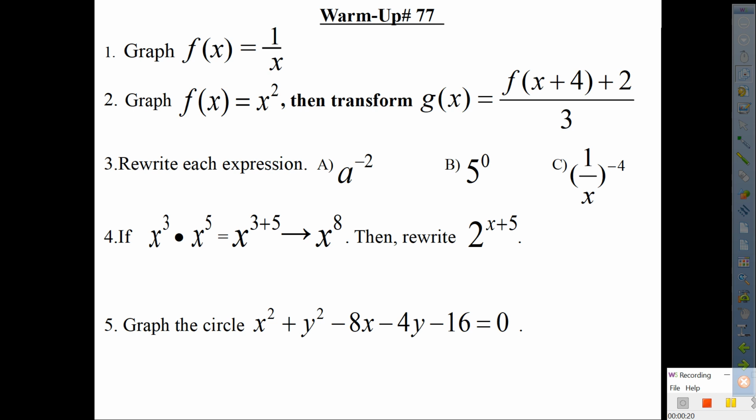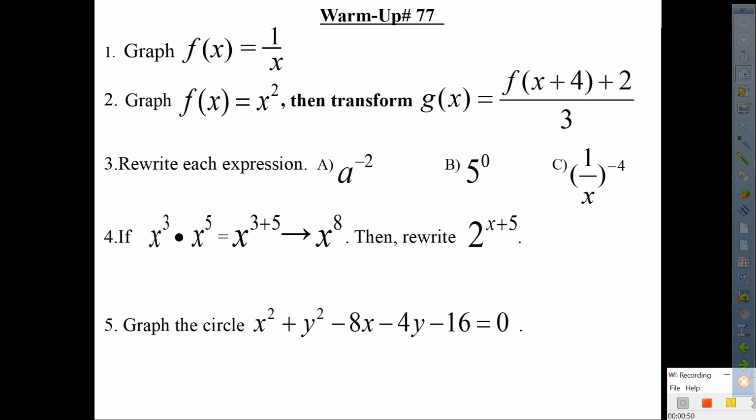Number two, f of x equals x squared, then transform or graph f of x equals x squared. Then transform according to g of x equals f of x plus 4 plus 2 over 3. Number three, rewrite each expression. Part A is a to the negative 2 power. Part B is 5 to the 0 exponent. Part C is 1 over x in parentheses to the negative 4 exponent.